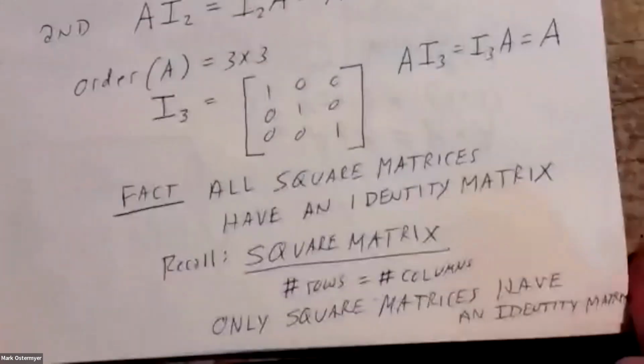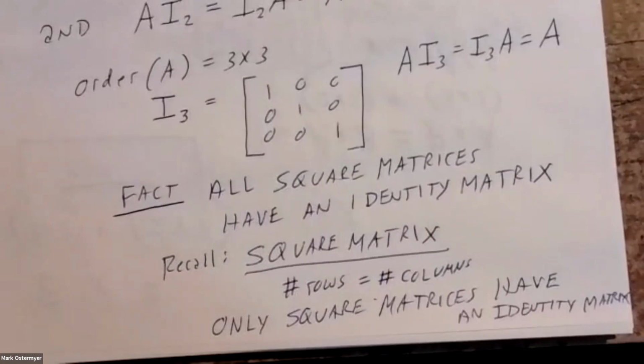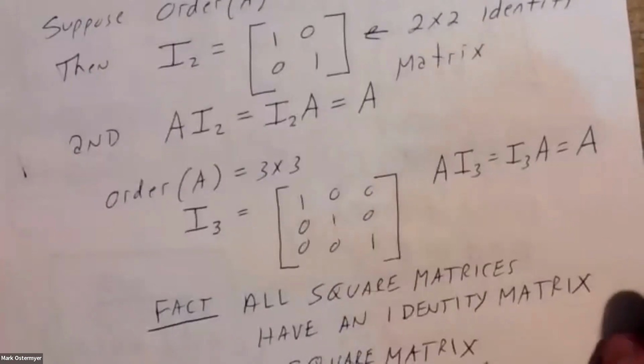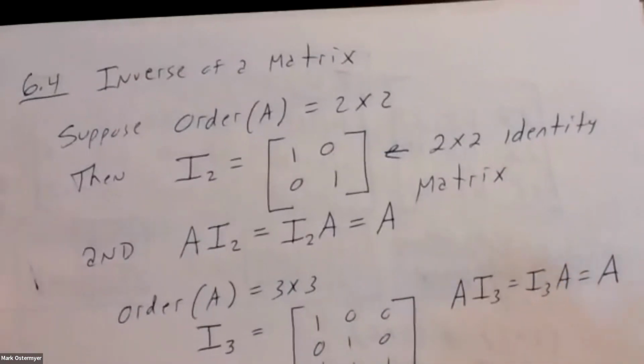And so, ladies and gentlemen, non-square matrices do not have an identity matrix. Like a 2x3 matrix will not have an identity matrix. A 5x6 matrix will not have an identity matrix. It has to be a square matrix. Any questions about this here?